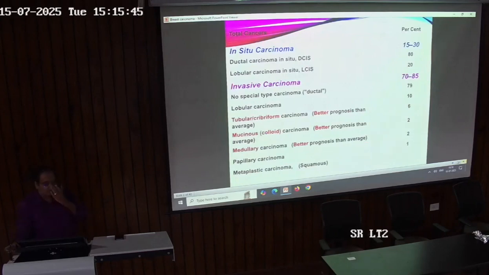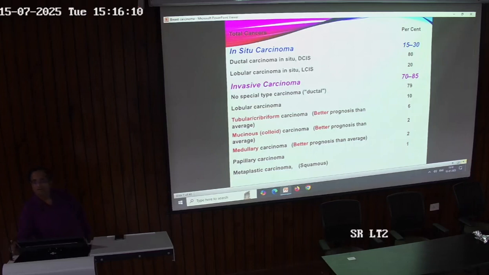Now, this is a different classification, or the percentage of malignancy which we see. In situ carcinomas are both, in the first class I told you, different: lobular carcinoma and ductal carcinoma. Ductal carcinoma in situ, lobular carcinoma in situ. Then are the invasive carcinomas: no specific type, ductal, lobular carcinoma, cribriform carcinoma.